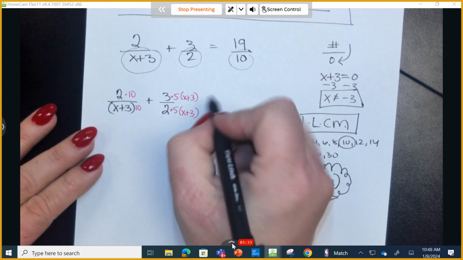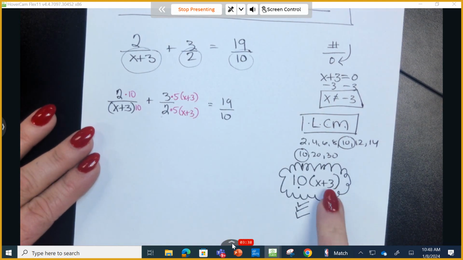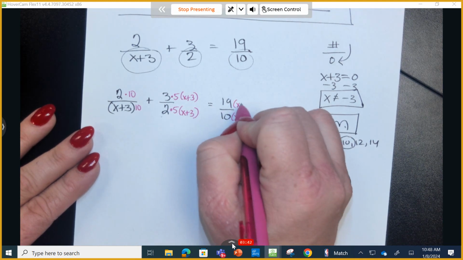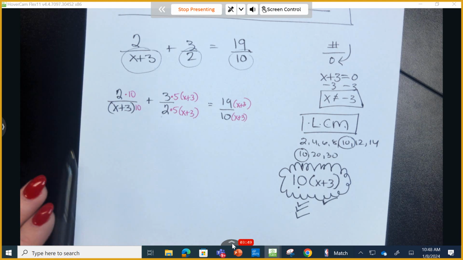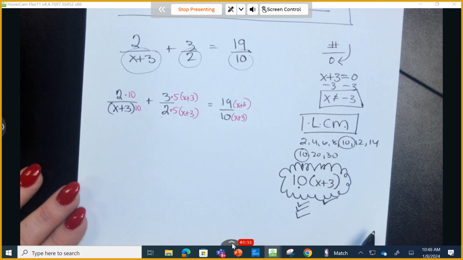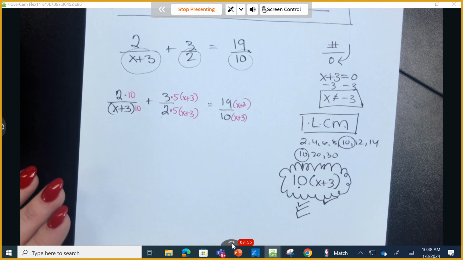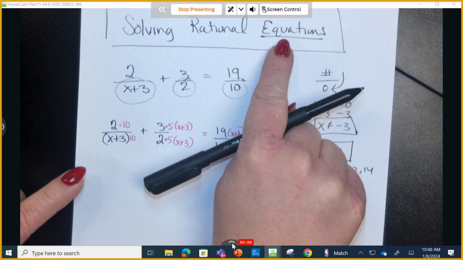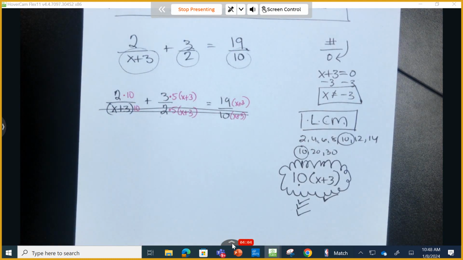All right, let's go on to the last term. The last term has a 10, but it's missing an x plus 3, so I attach an x plus 3. Whatever you attach to the bottom must be attached to the top. The next step is to ensure that we have a 10 times x plus 3 in every denominator. Now here's the cool part. When we're working with rational equations, we get to wipe out the denominators once they are exactly the same.